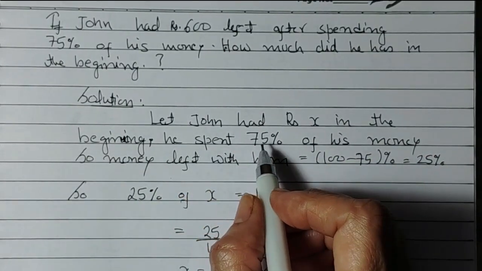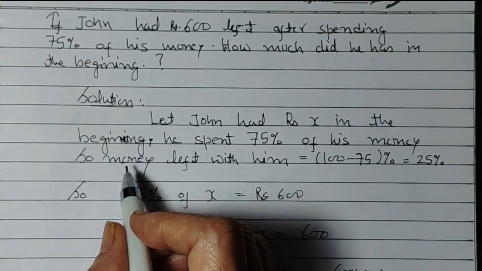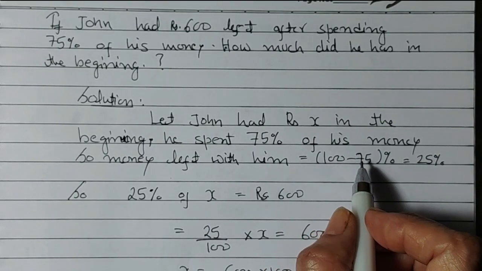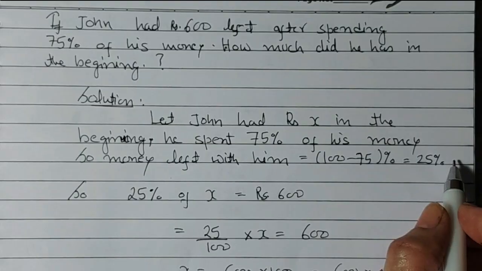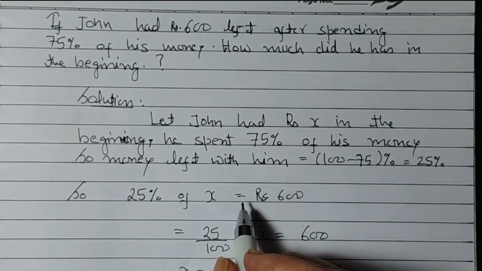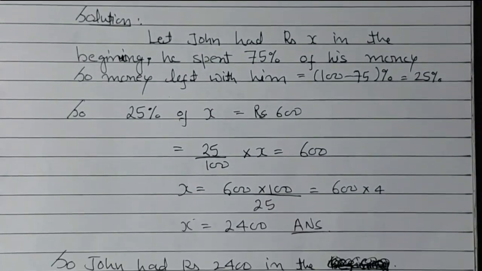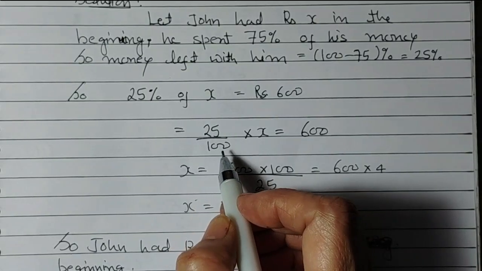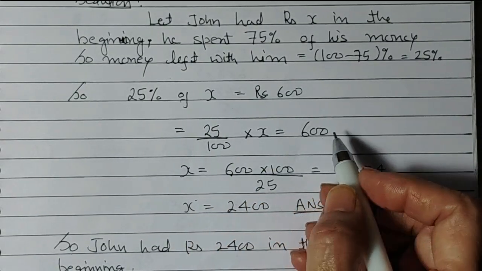He spent 75% of his money. So money left with him will be 100 minus 75%, which is equal to 25%. So 25% of X is equal to 600, which is given. 25 over 100 into X is equal to 600, which has been given.